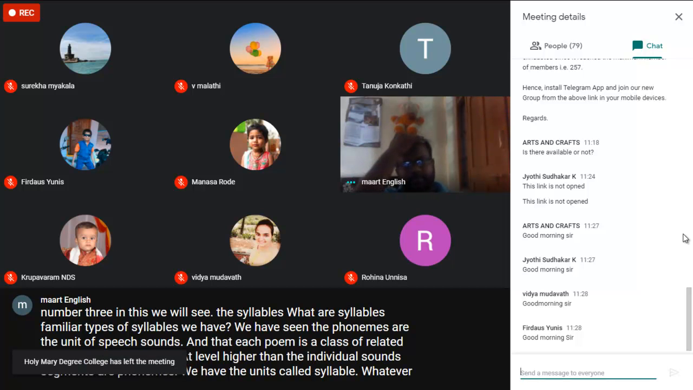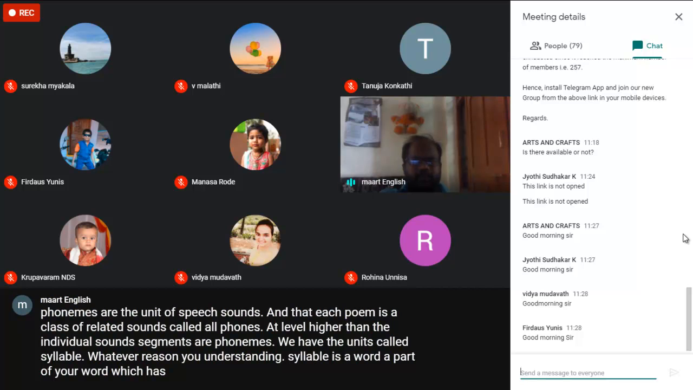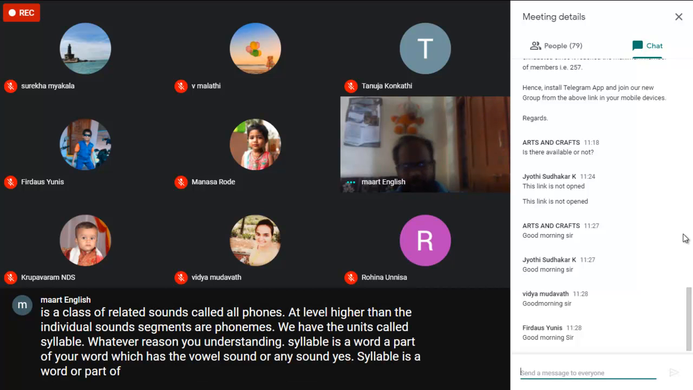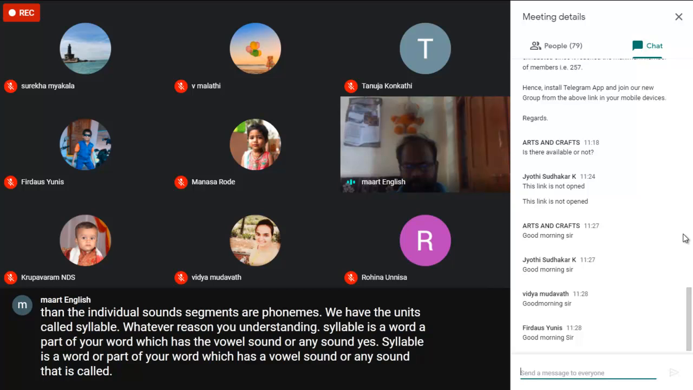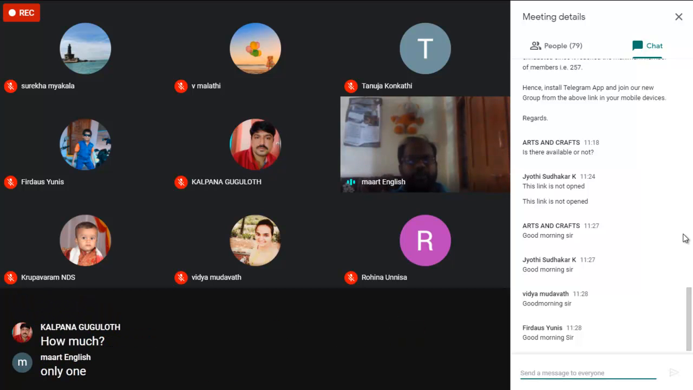For our easy understanding, a syllable is a word or part of a word which has a vowel sound. That means a word may have 1 syllable or more than 1 syllable. Pen, only 1. Book, only 1. Bit, net, only 1.